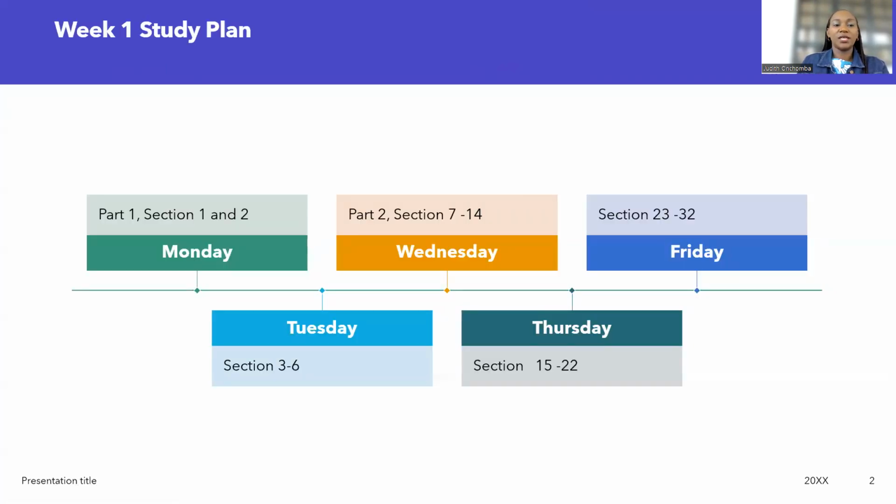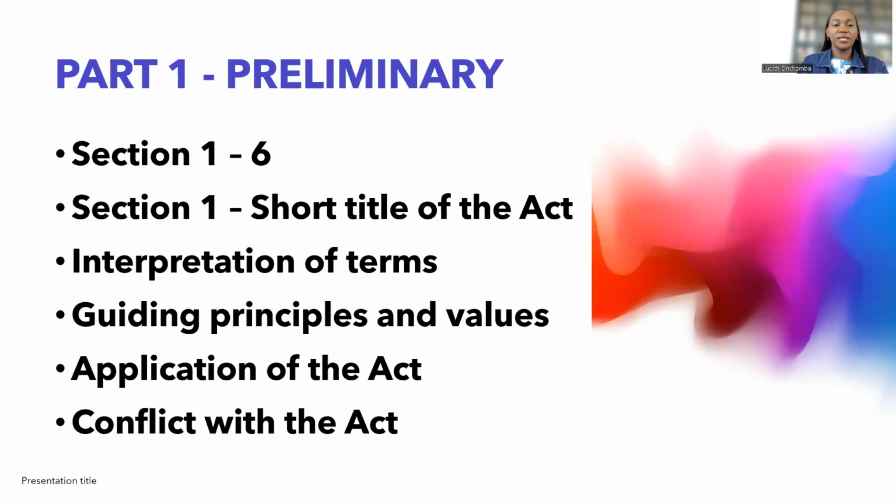So as earlier shared, in week 1, we were to cover part 1 and part 2, running from section 1 all the way to section 32. Part 1 is about preliminaries. What is found in preliminaries? Preliminaries takes care of section 1 to section 6 of the Act. Within it, you will have a short title of the Act, you will have interpretation of terms, you have guiding principles and values, you have application of the Act and conflict with the Act. I'm going to take you through one by one for ease of understanding.